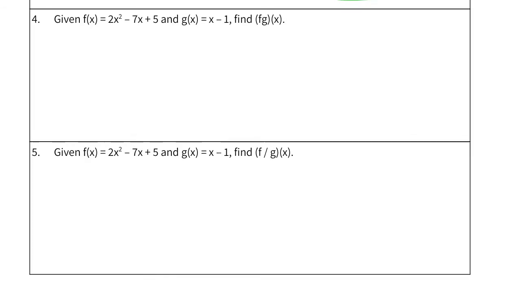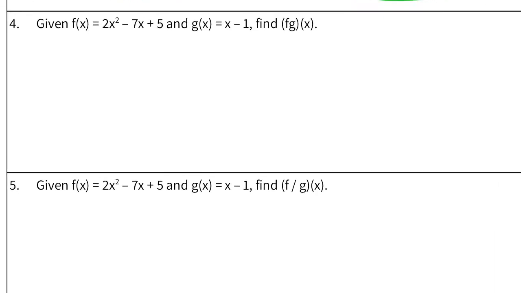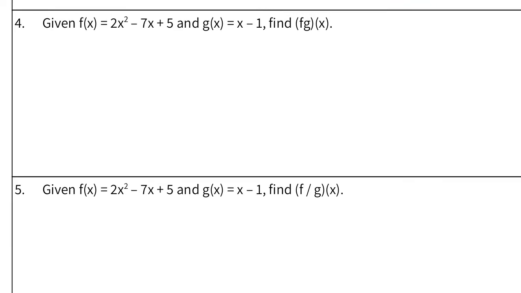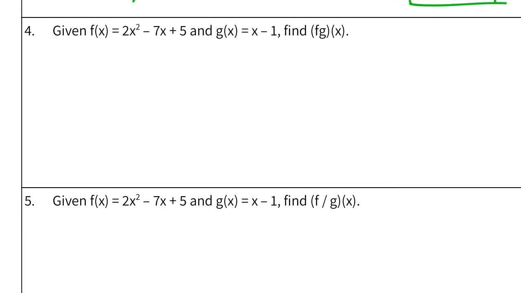Okay, the next problem. Given f of x equals 2x squared minus 7x plus 5 and g of x equals x minus 1, find fg of x. So when they're next to each other like that, all they want you to do is to multiply. So in class, I believe we did just distribution, but I want to show you box method just in case you like that better. So when you multiply, I'm going to make a box.